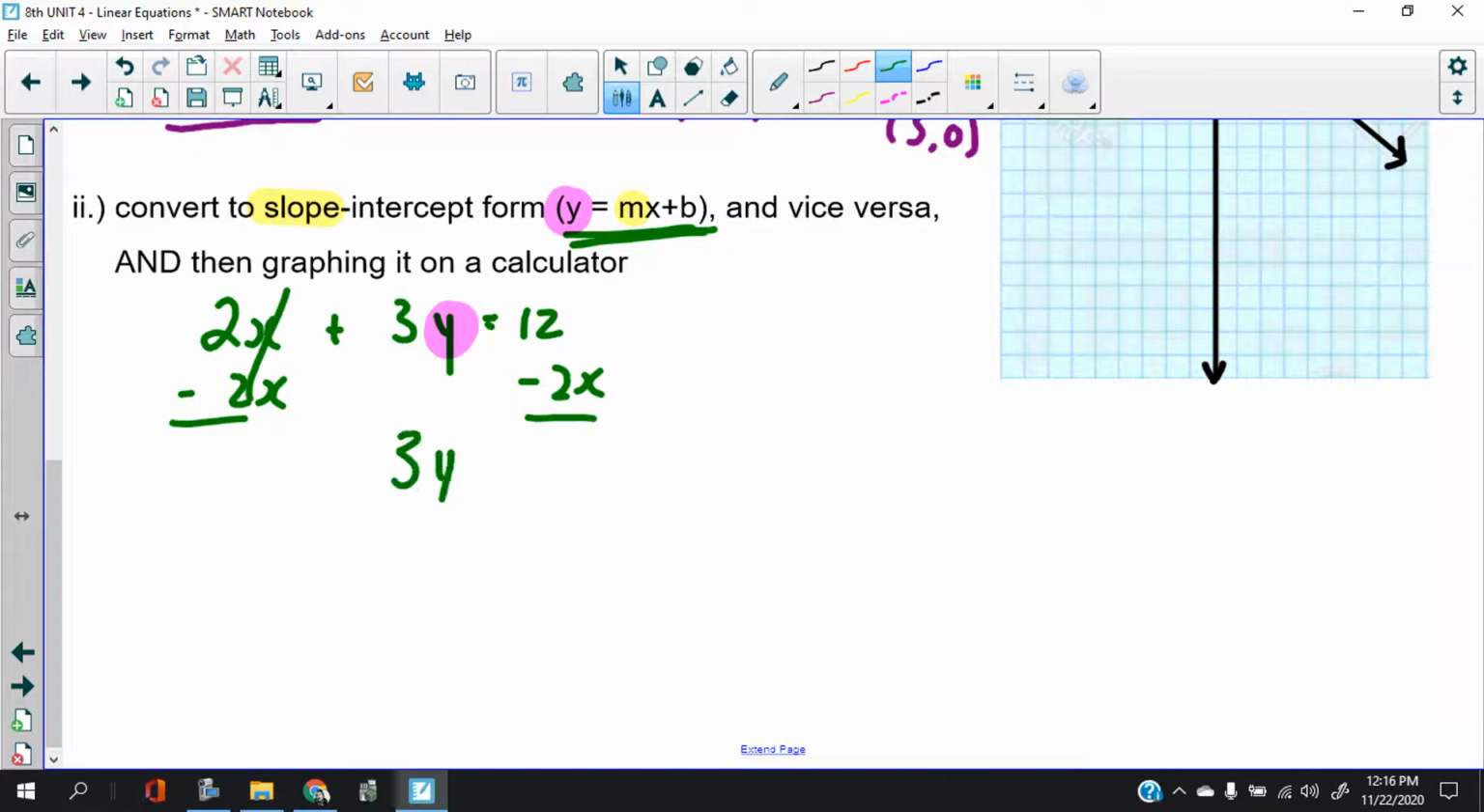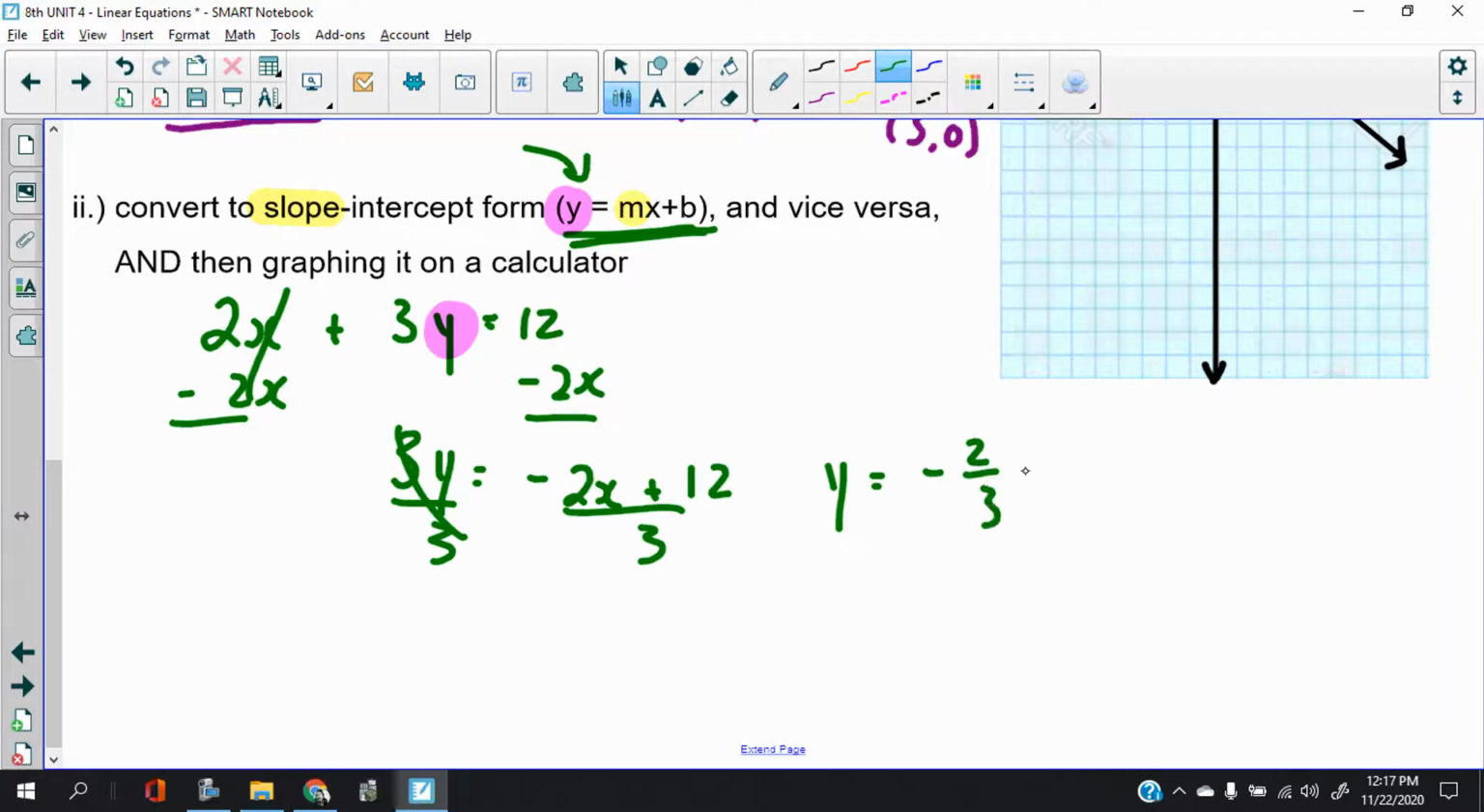So this is 3y, and then I'm going to rewrite this where the x comes first. So I'm not going to write 12 minus 2x. I'm going to write negative 2x. Positive 12 means plus 12, right? Now, we're not done yet. I want just y. I don't want 3y. So what do I do? Divide both sides by 3. Got that? And then we got y equals negative 2/3 x plus 4.